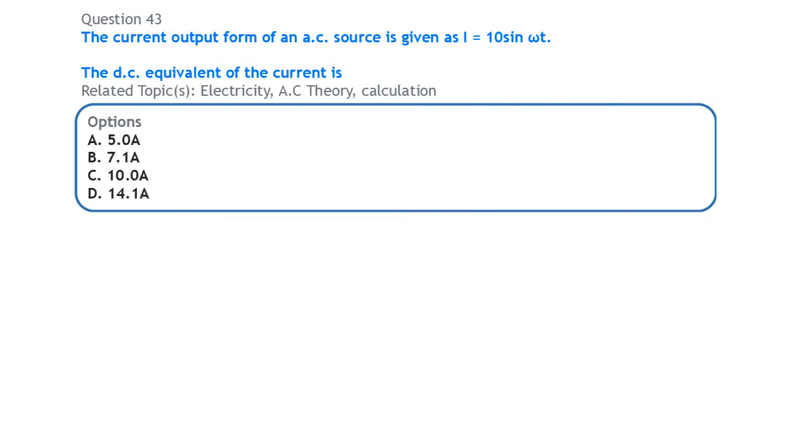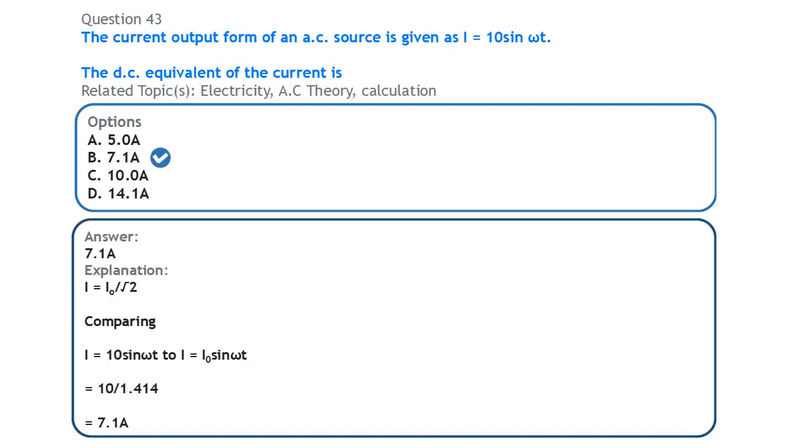Next, the current output from an AC source is given as I equals 10 sine omega t. The DC equivalent of the current is the root mean square value of the current, and the root mean square value of the current is given as I naught, that is the peak value of the current, divided by root 2.